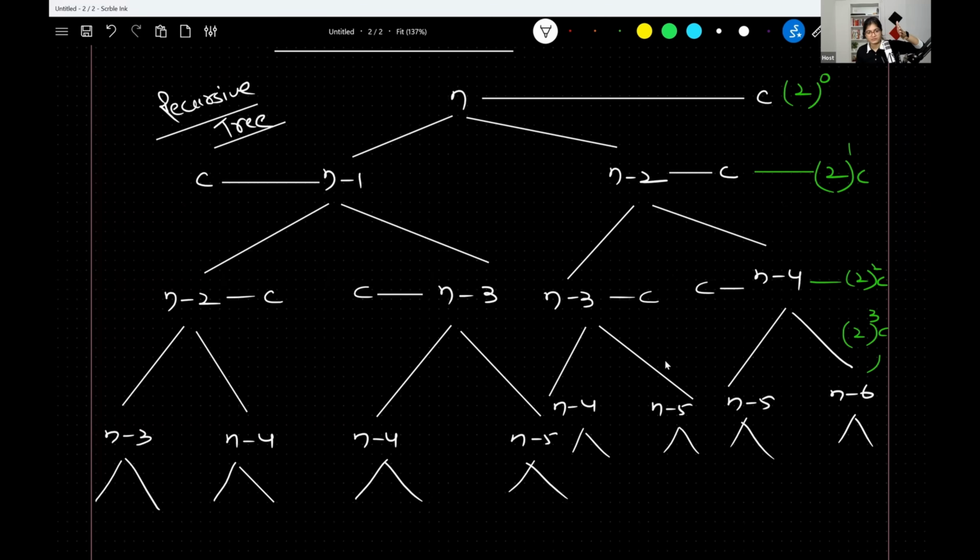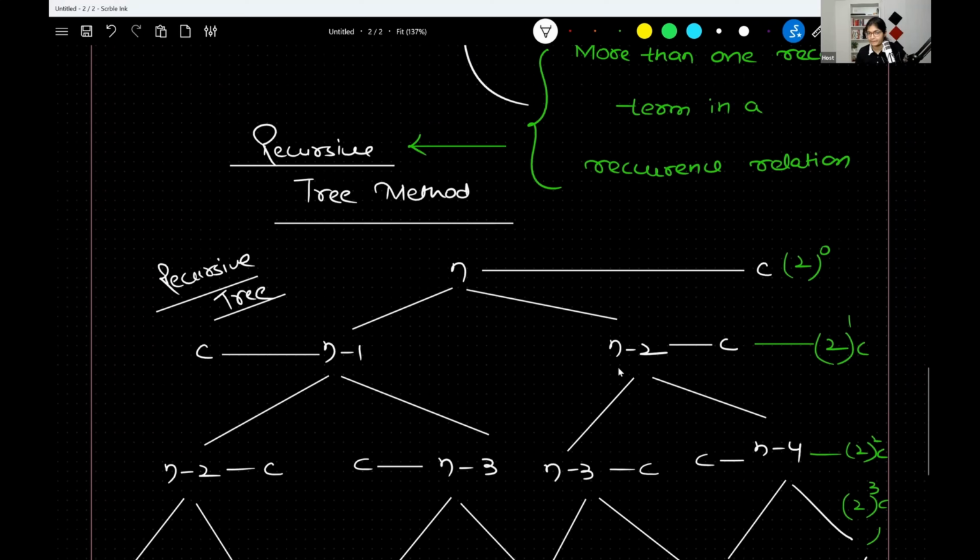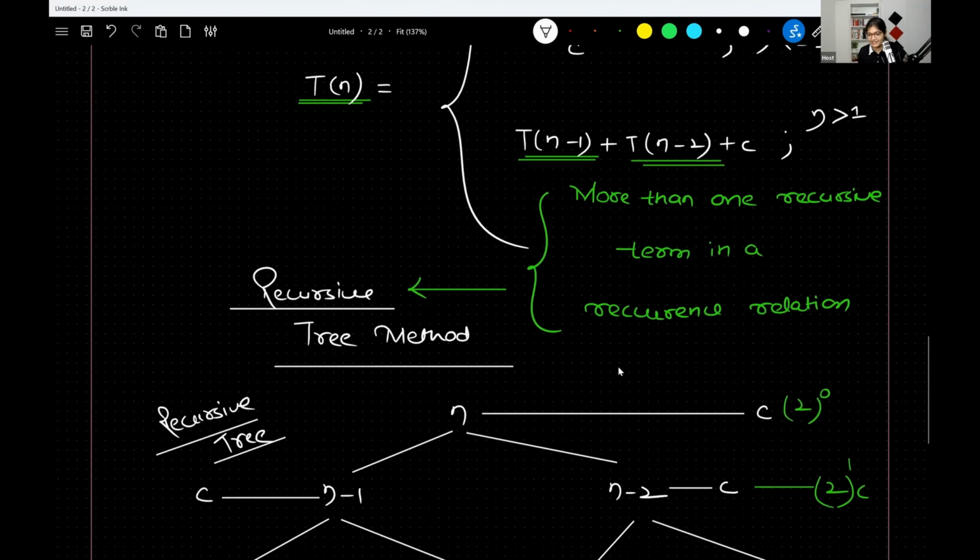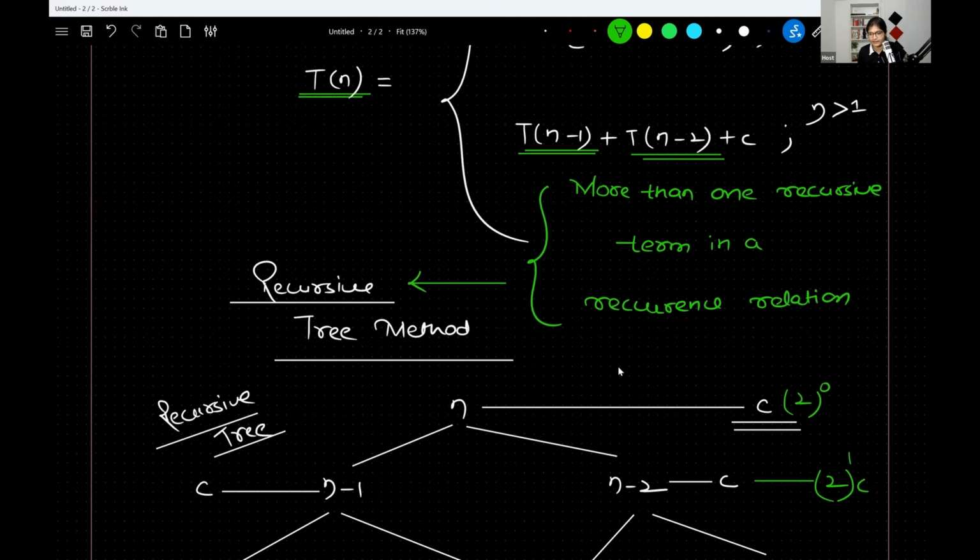N is split into n minus 1 and n minus 2. N minus 1 is split into n minus 2 and n minus 3. Here also, the same things are happening, right? So far, so good. Does everyone agree with me until this part? Any doubt, anyone? How is the C coming up? Just refer to this. What is the extra cost required to split our data n into n minus 1 and n minus 2? This is mentioned here. It's C.